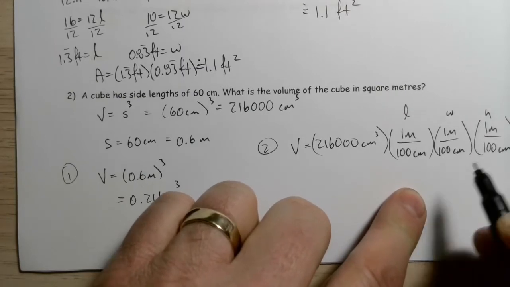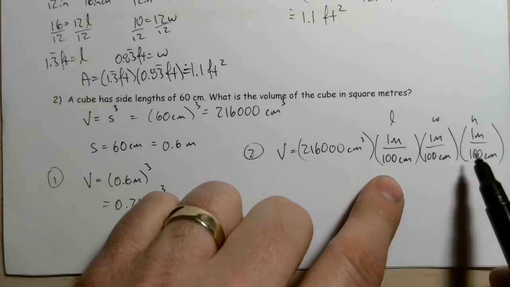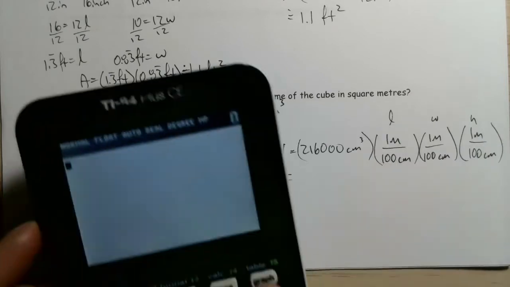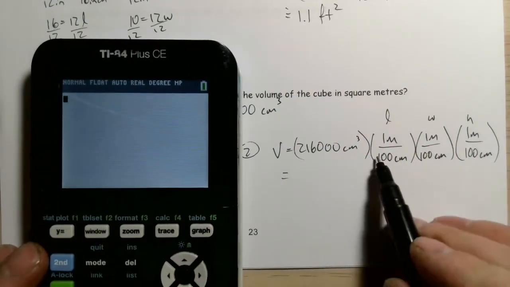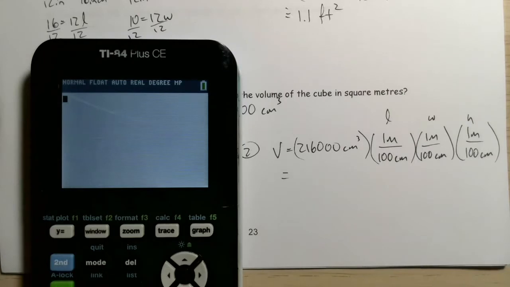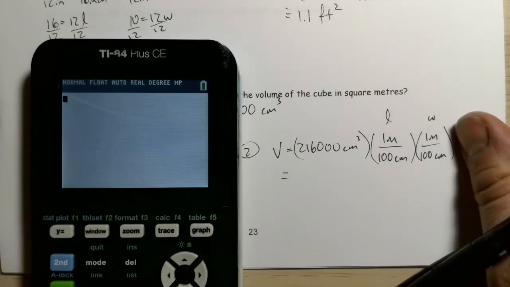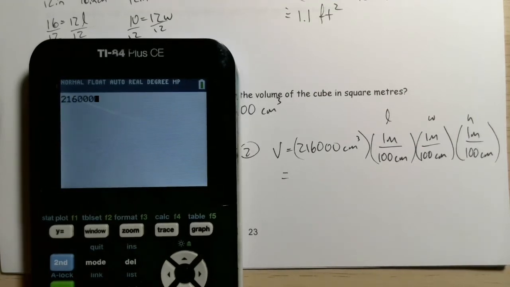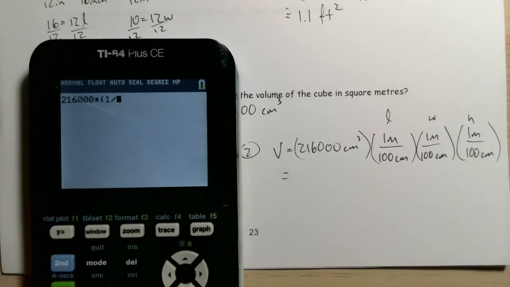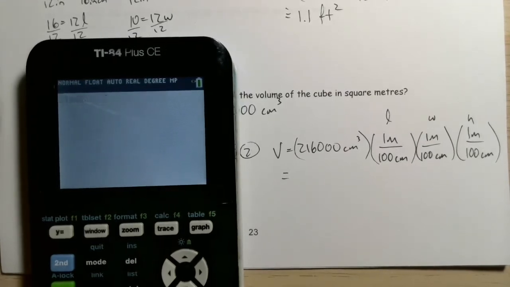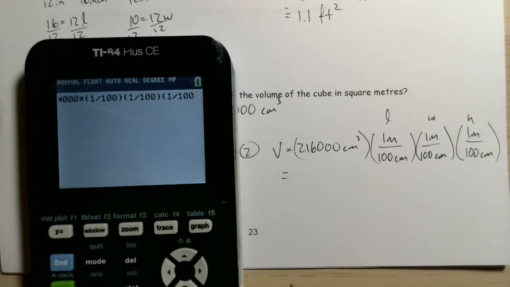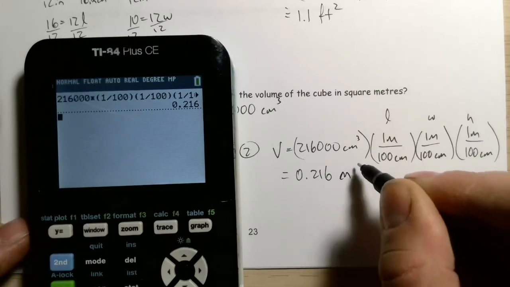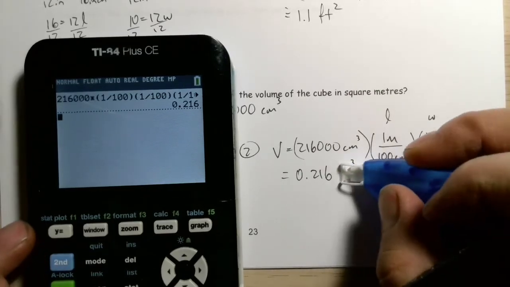Now, the more comfortable you get with this, you'll notice that basically I'm multiplying by the conversion factor cubed. But until you're comfortable with that, that's okay. Just think about it: I've got to do it for each one of those dimensions, length, width, and height. If it's an area calculation, I only need to do it with two of them. Volume, I've got to do it with all of them. So it's going to be 216,000 multiplied by 1 over 100, multiplied by 1 over 100, multiplied by 1 over 100. And just like before, I get 0.216 meters cubed. Sorry, I'll clean that up.